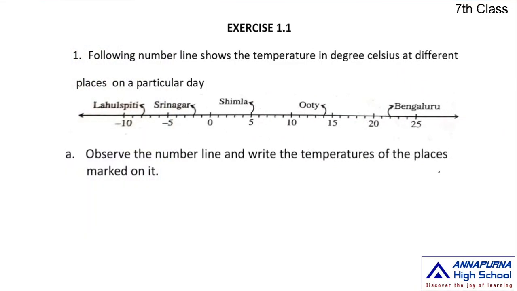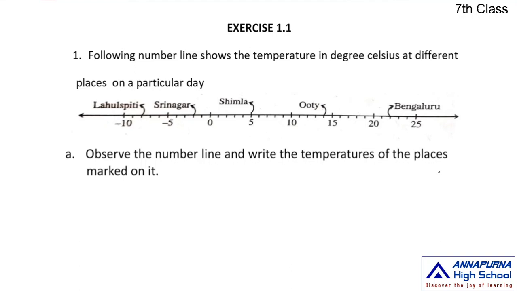Now, in exercise 1.1, the first one is: the following number line shows the temperature in degrees Celsius at different places on a particular day. You just go through the number line. Srinagar, Lahul Spiti, Shimla, Ooty, Bangalore, etc. They are at different places on the number line. Observe the number line and write the temperature of the places marked on it.